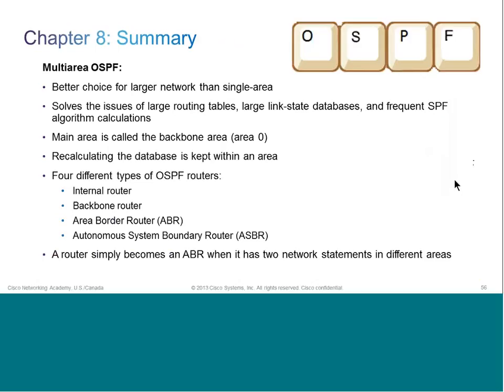There'll be 4 different types of OSPF routers: internal routers, which have all their interfaces in one area; a backbone router; an area border router, which connects to area 0, but also has an interface in another area; an autonomous system boundary router, which has an interface in the OSPF domain, but also has an interface in another autonomous system, such as EIGRP or RIP version 2.